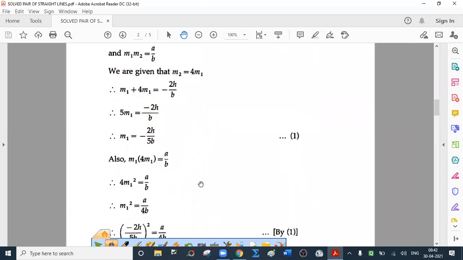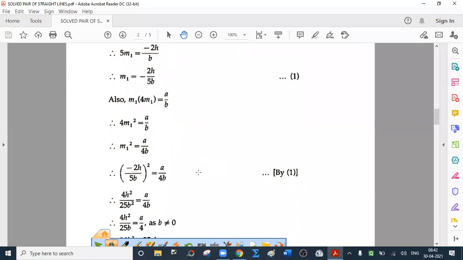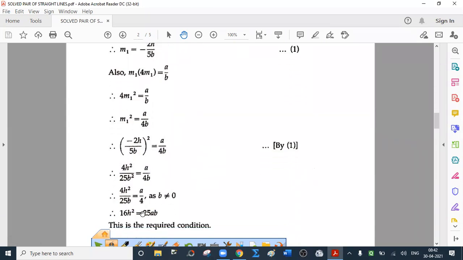So we get 4m1² = a/b. But m1 is -2h/b. Substitute, simplify to get the required answer. So this is the required condition.